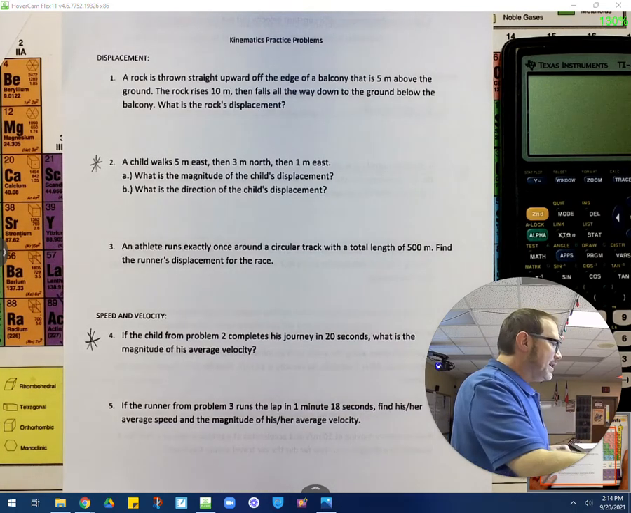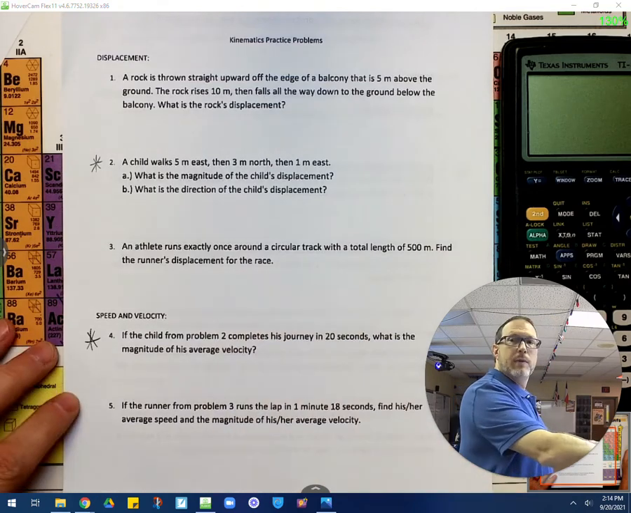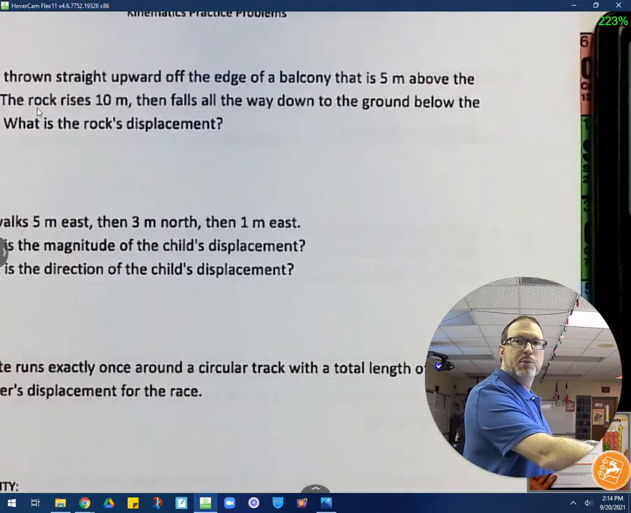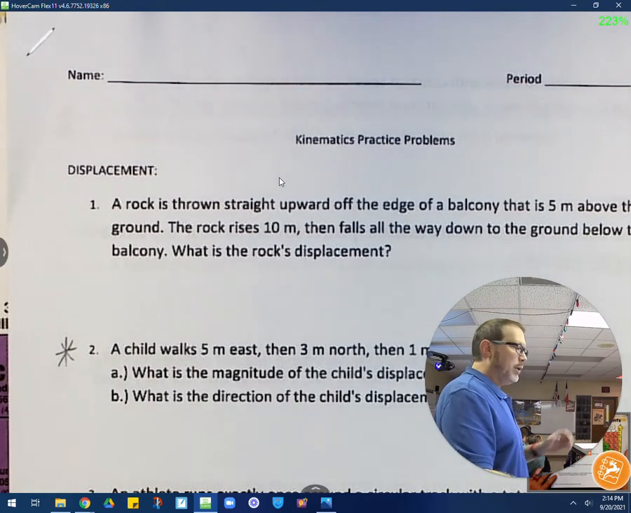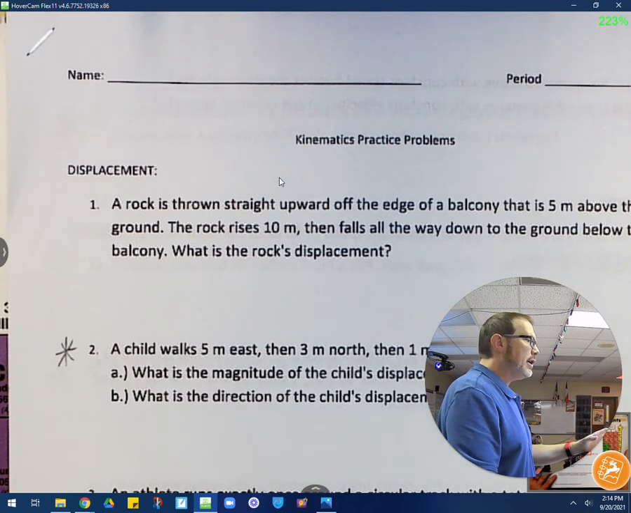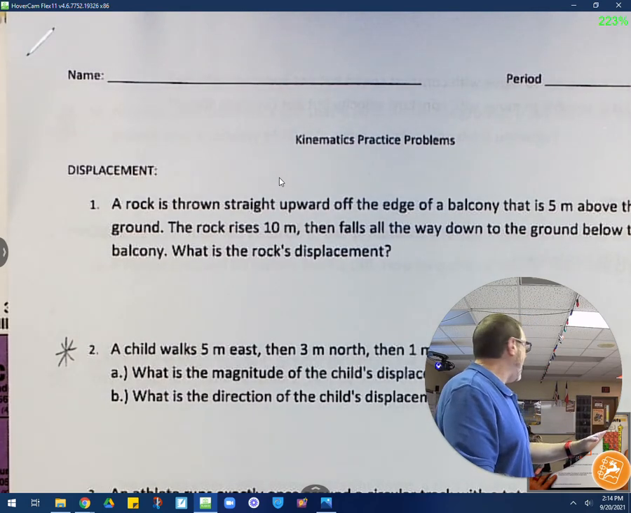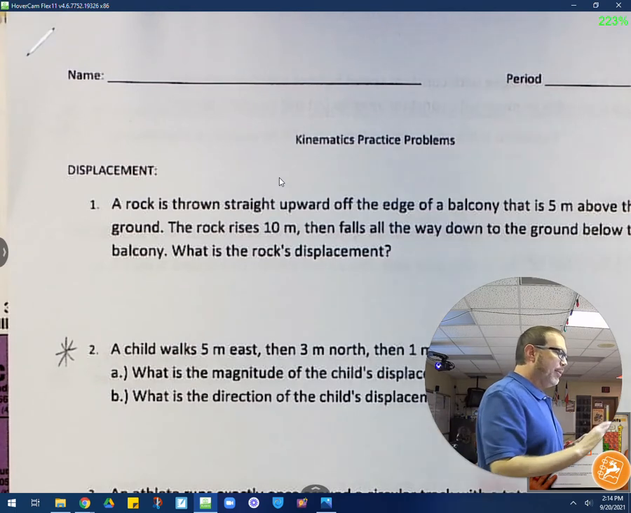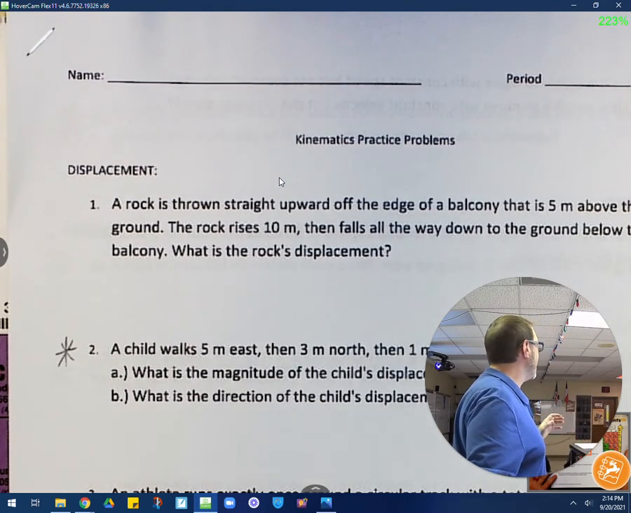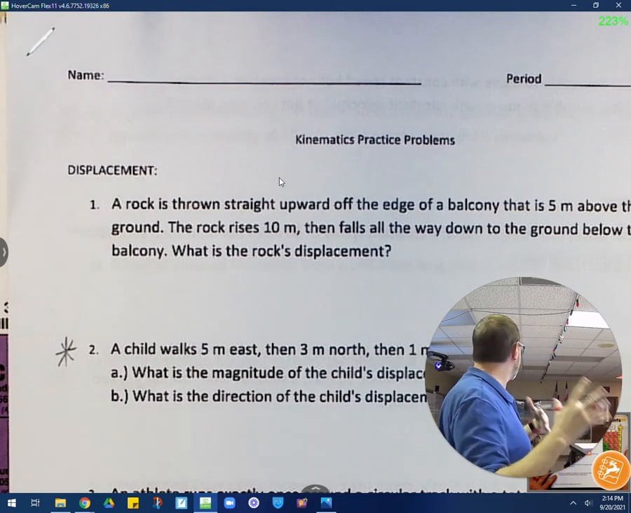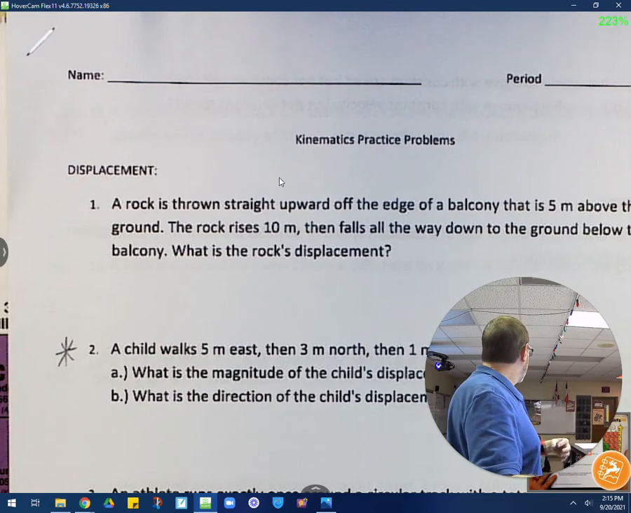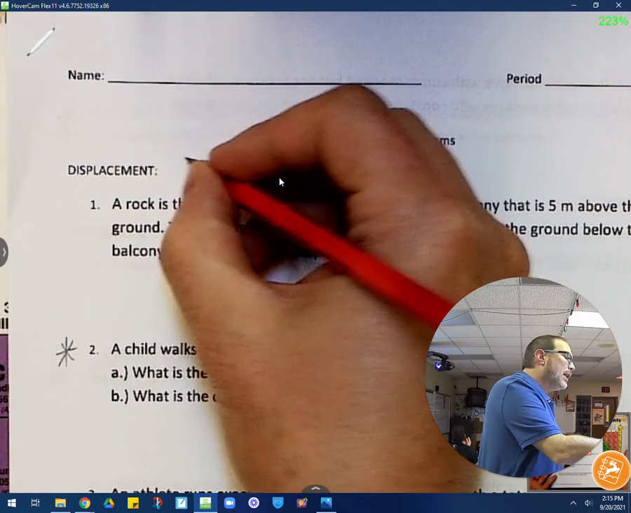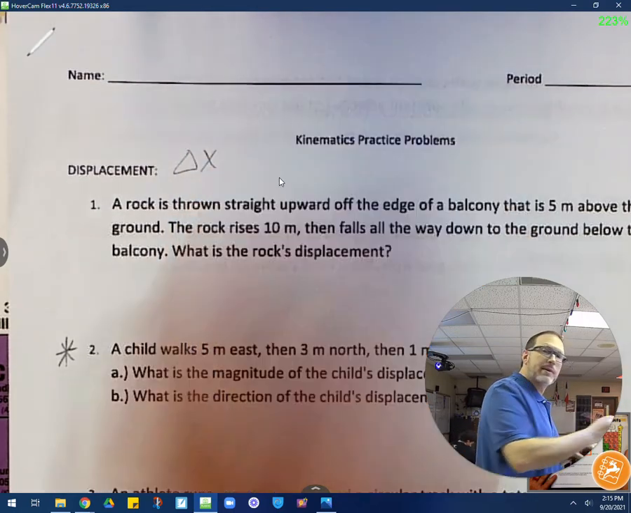So let's first just recall our definition of displacement. For displacement, remember what we're looking at is the difference in position from wherever you started. How you got from point A to point B is not really important. The only thing when you're looking at displacement is your total distance from your final position to your initial position. Displacement is symbolized as delta x.